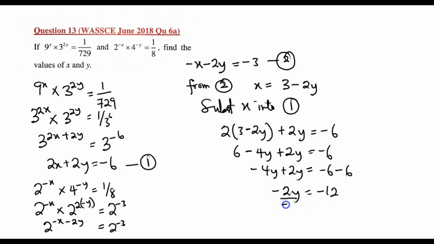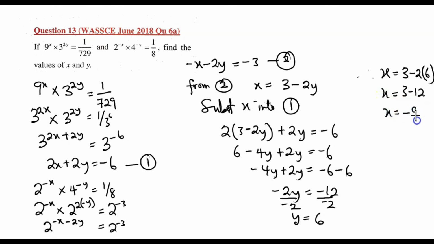And therefore, dividing both sides by negative 2, it means you are going to get y value equal to positive 6. So from the question, we're to find the value of x and y. Therefore, our value of x is equal to 3 minus 2 times the value of y, which is 6, and x will be equal to 3 minus 12, and x value will be equal to negative 9. So therefore, it implies that x is equal to negative 9 and y is equal to 6.